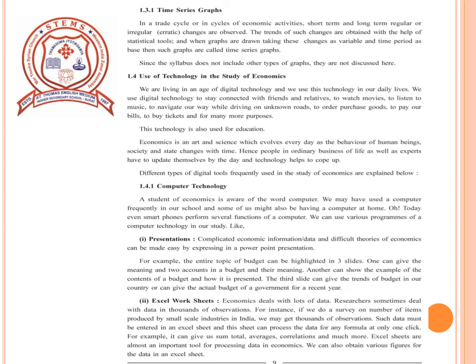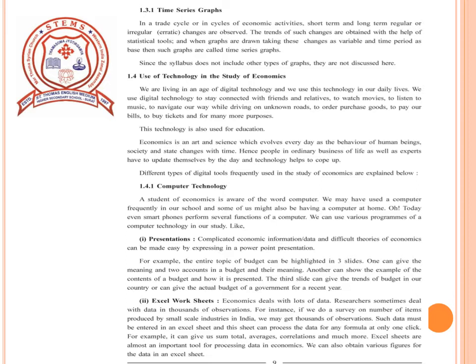So as in the above examples, we all use this technology in various ways. In each and every day-to-day activity we use this technology, right? Technology is also used for education. Right now we are also using this technology in order to educate our students. So online education is one kind of use of technology.